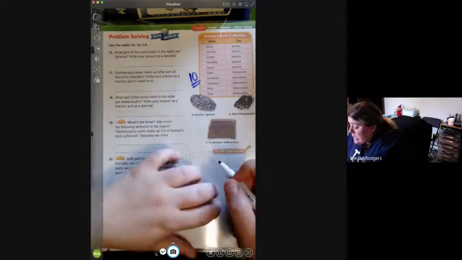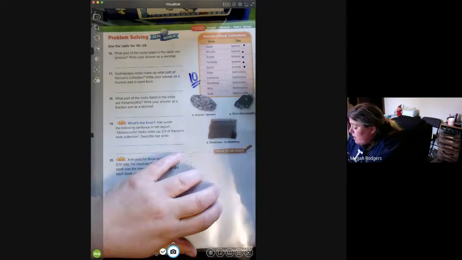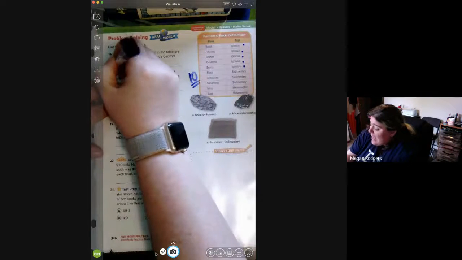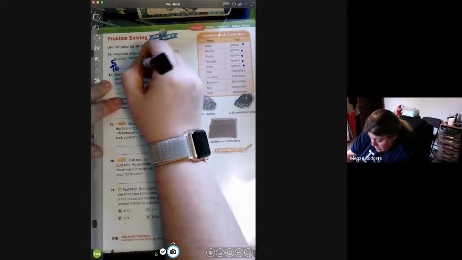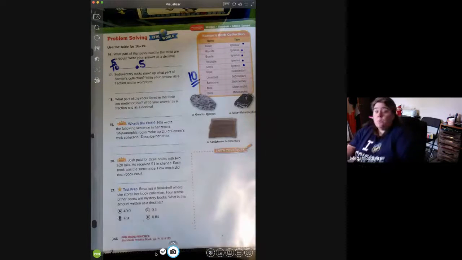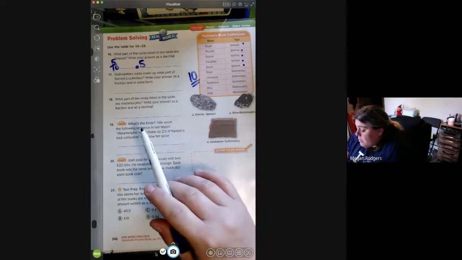So igneous, let's look for igneous. 1, 2, 3, 4, 5. I have 5 igneous, so 5 out of the 10, which is 5 tenths, so 0.5 is how I'd write that as a decimal. All right, sedimentary rocks make up what part of Ramon's collection?